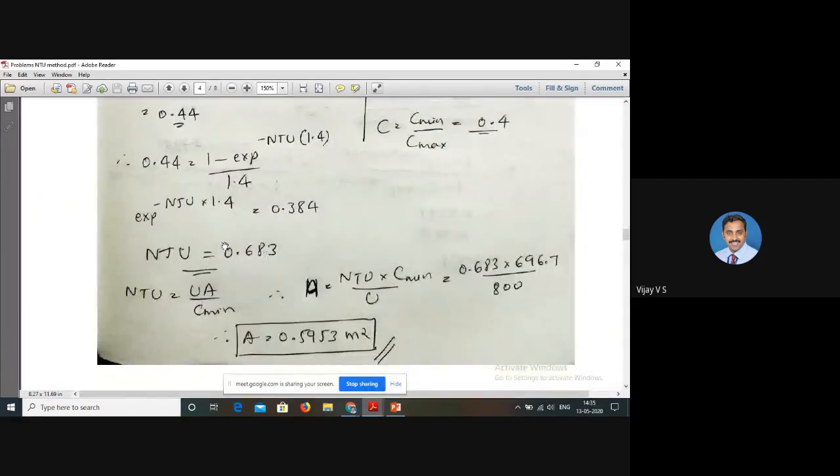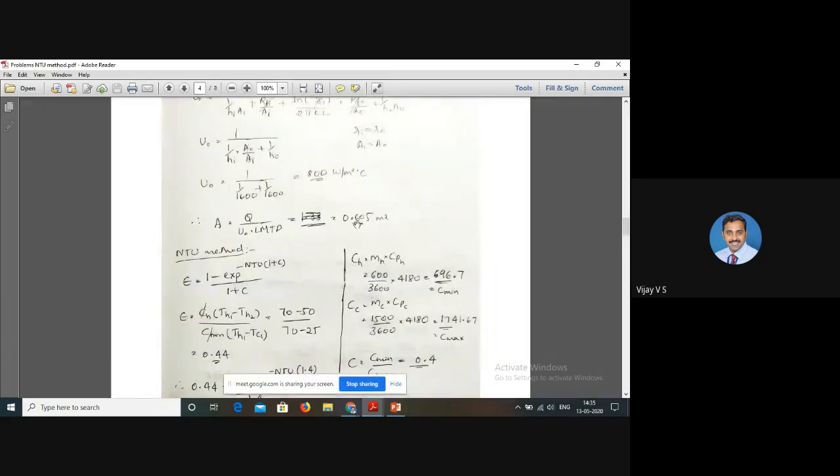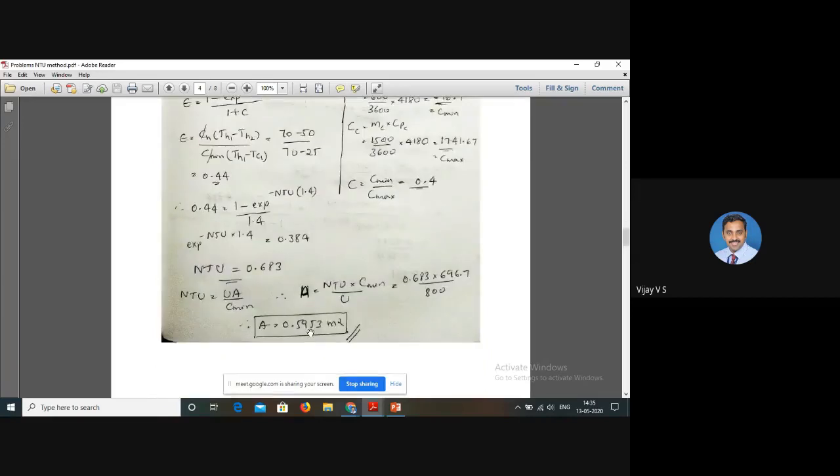So once I know NTU, NTU is nothing but UA by C minimum. So I know U, I know C minimum, I know NTU. Finally area I will get 0.5953. In the previous method I got the area as 0.605. 605, 595, so almost nearly equal.